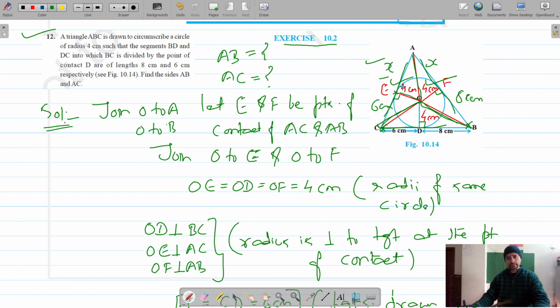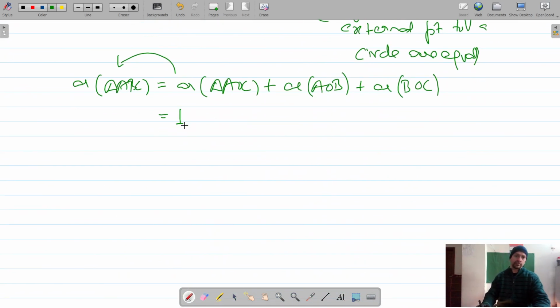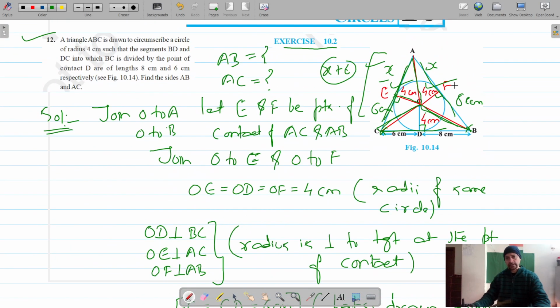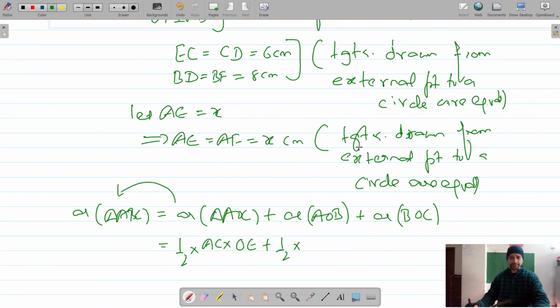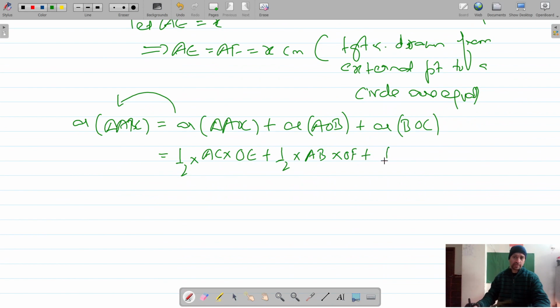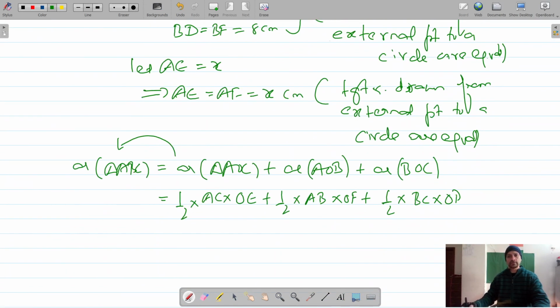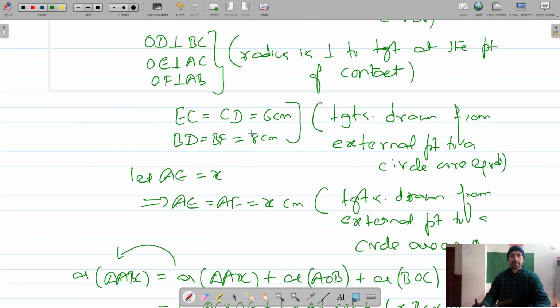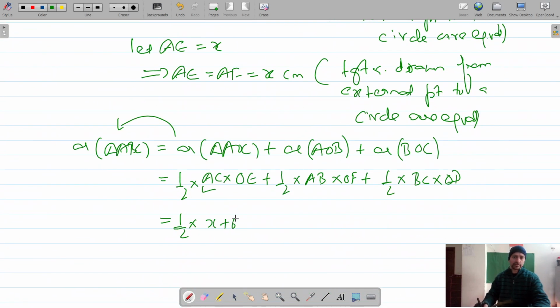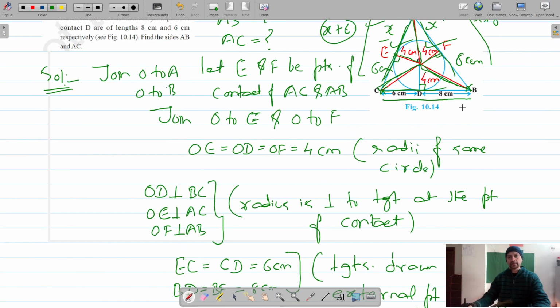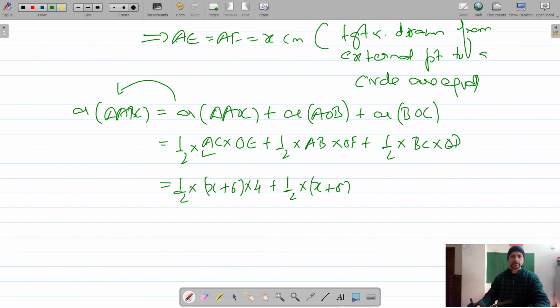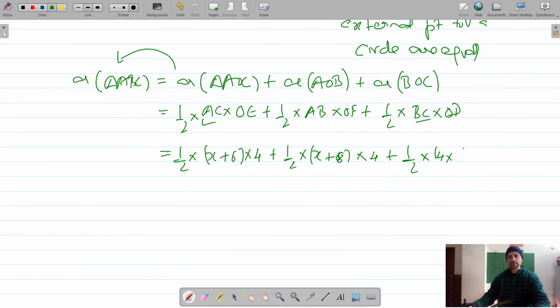So area of triangle AOC, OE is perpendicular, and AC is X plus 6. So we can use half into base into height, which is OE. Here once again for triangle AOB, AB is the base, so it's x plus 8 and OF is the height. So half into AB into OF. And for BOC, BC is the base and OD is the height. Now half into AC, AC is x plus 6 into 4, and AB is x plus 8 into 4, half into BC is 8 plus 6 is 14, into OD is 4.